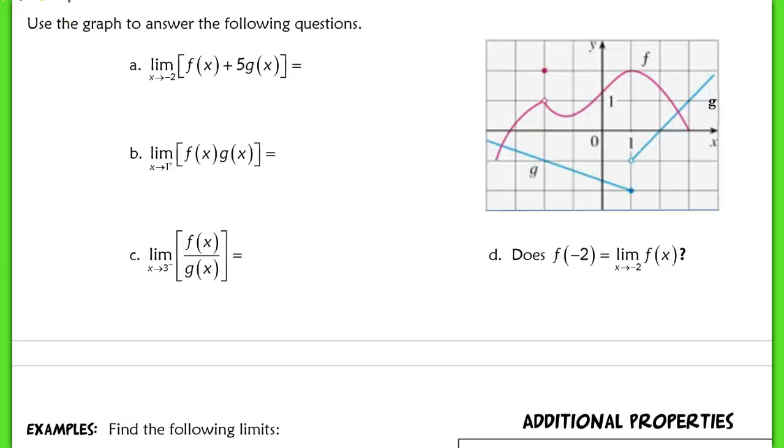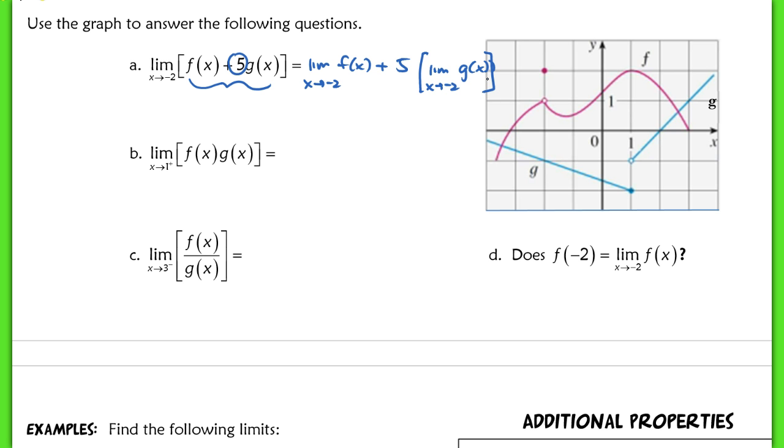Okay, now let's apply those properties that we just talked about to the graph of f of x and g of x and answer a few questions on finding limits. So first up, we're asked to find the limit as x approaches -2 of a sum. Now within that sum we have a constant multiplied by one of those functions. So if we break this down using our properties, we can rewrite this as the limit as x approaches -2 of f of x plus 5 times the limit as x approaches -2 of g of x.